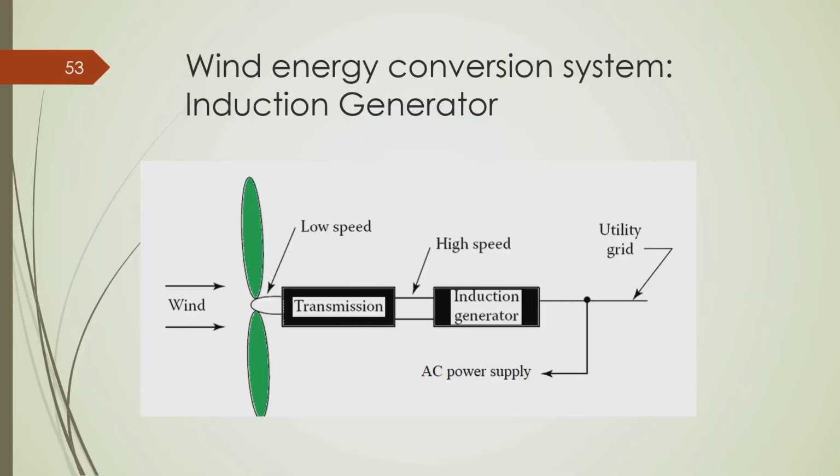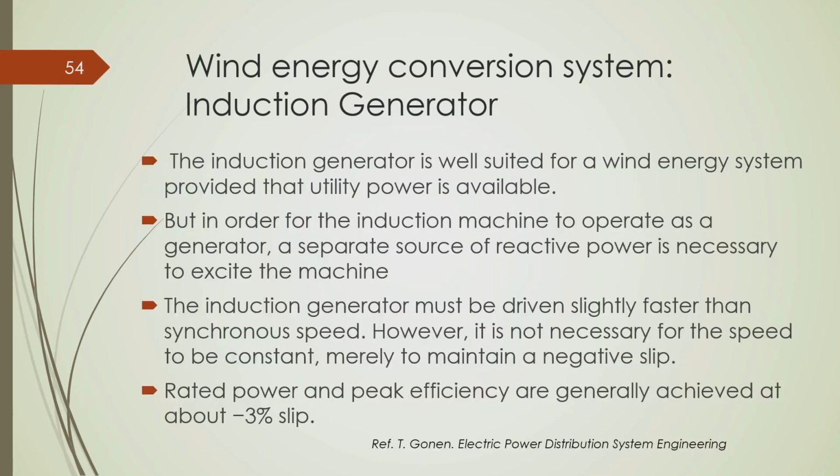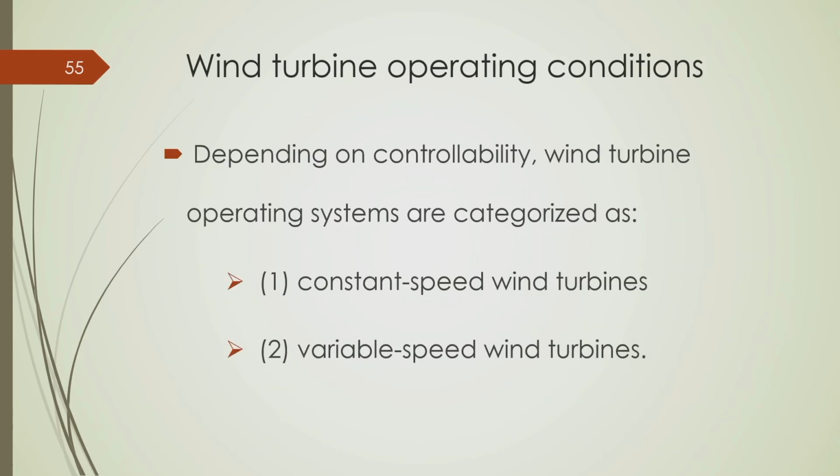Okay. So, this is a typical induction generator type of wind energy conversion system, where similar to the synchronous generator we have this arrangement the same, and then we have this induction generator which connects it to the AC power system. Okay. So, the induction generator is suited because the induction machine is a very popular and rugged machine, and that can be driven even faster than the synchronous speed with some negative slip.